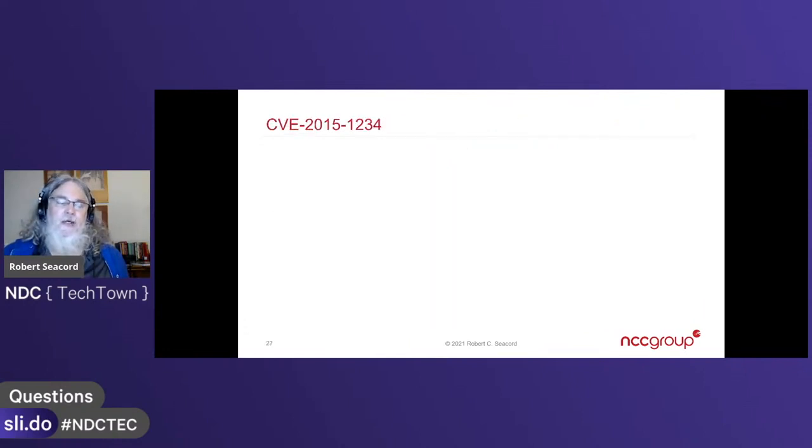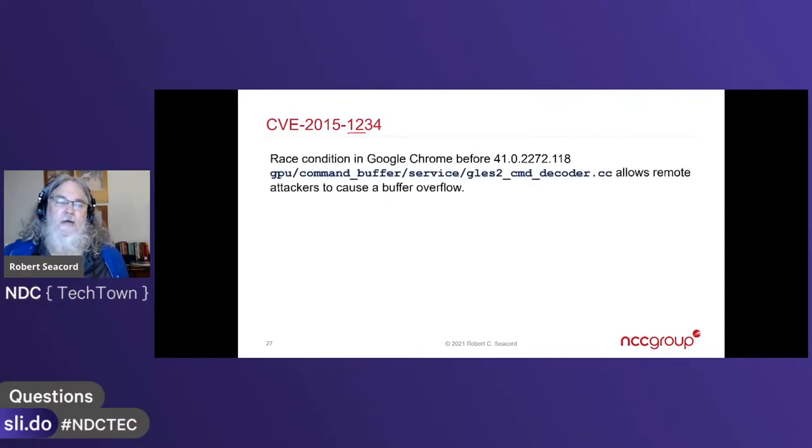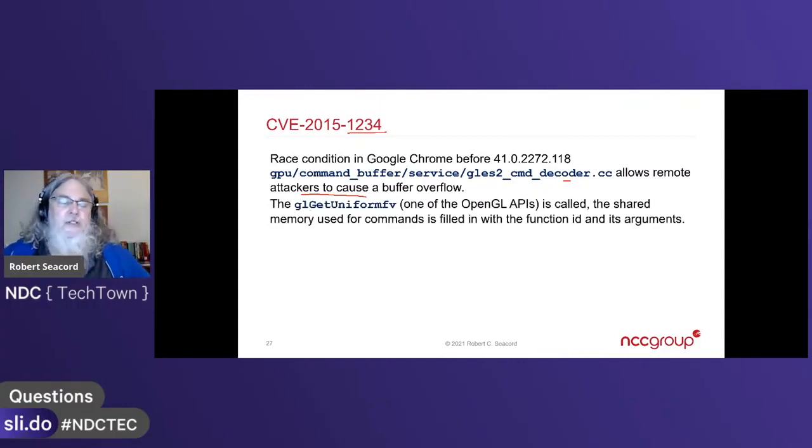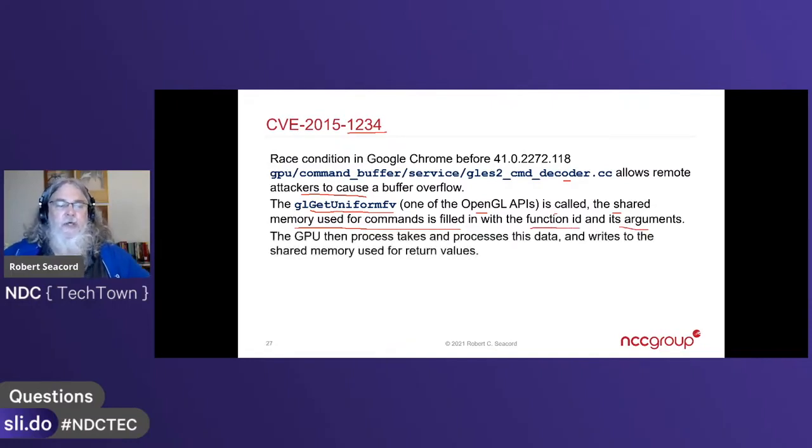So there was a CVE for the software with the unlikely number of 1, 2, 3, 4. This was in this command decoder, which allowed remote attackers to cause a buffer overflow. What was happening was that the GL get uniform FV OpenGL API was being called. The shared memory used for the commands is going to be filled with the appropriate function ID and the arguments to that function. The GPU would then read the command and process the data, and then write the return value back into shared memory for the rendering process or the client process.